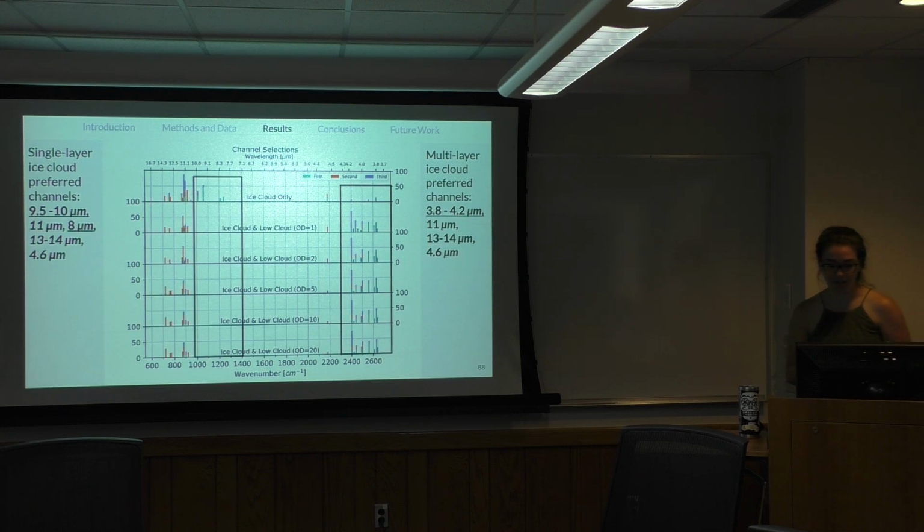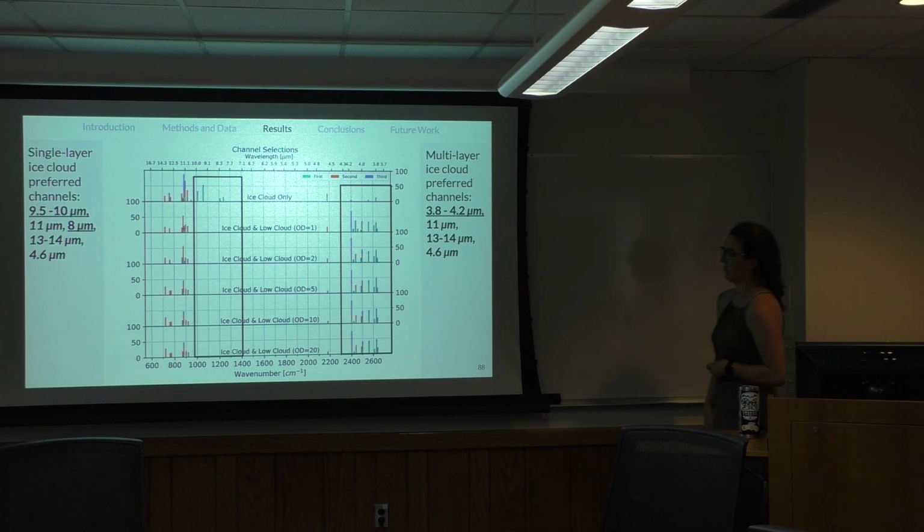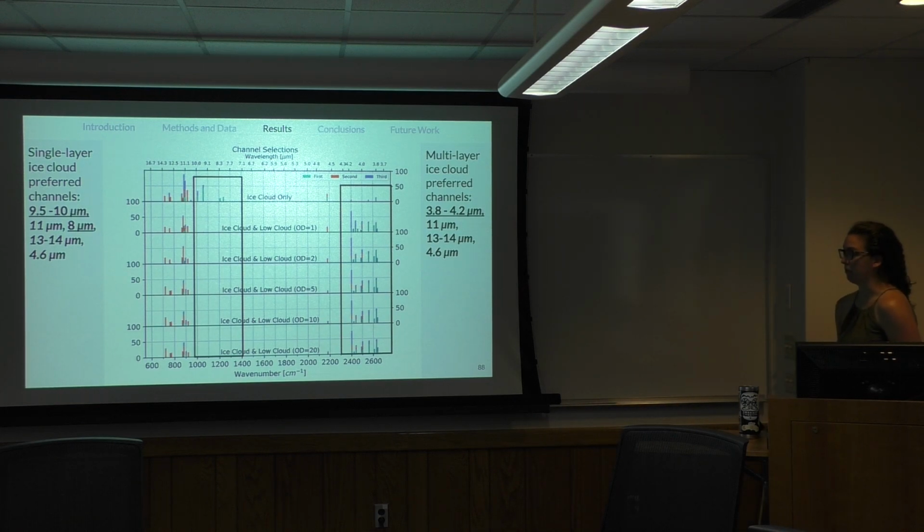But they did differ. For instance, in the single layer case, that 8 micron range and then the 9.5 to 10 micron range was selected, whereas that wasn't selected at all in the multi-layer case. And in the multi-layer case specifically, those shorter wavelengths were selected much more frequently than in the single layer case.